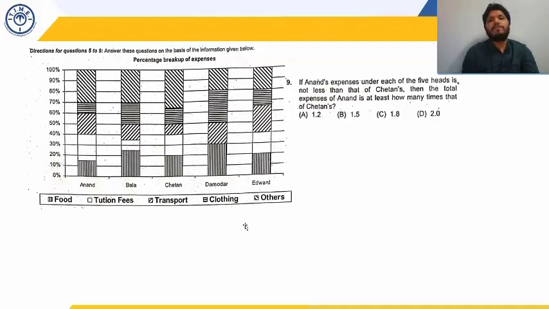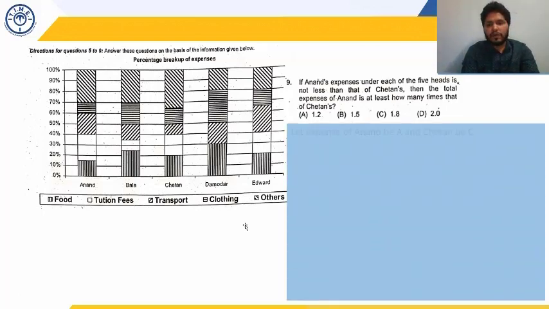If this is the condition to be satisfied, then the total expenses of Anand are at least how many times that of Chetan? So we need to find out the minimum value we have to take, that is, Anand's expense is how many times that of Chetan, if this condition has to be satisfied. So let's start solving this question.